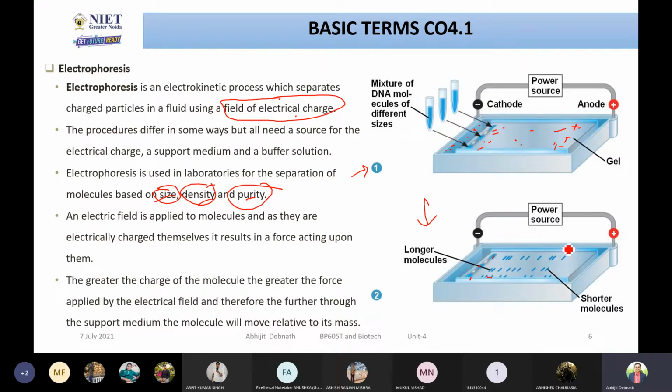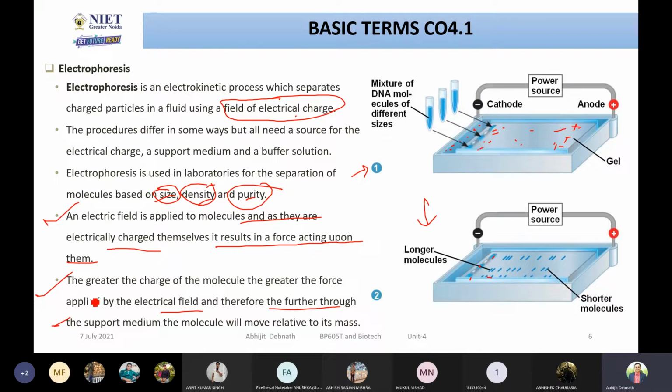So based on charge, because of the charge, they will be separated on their size, density and purity. An electric field is applied to molecules as they are electrically charged themselves. It results in a force acting upon them. The greater the charge of the molecule, the greater the force applied by the electric field, and therefore the further through the support medium the molecule will move, relative to its mass.